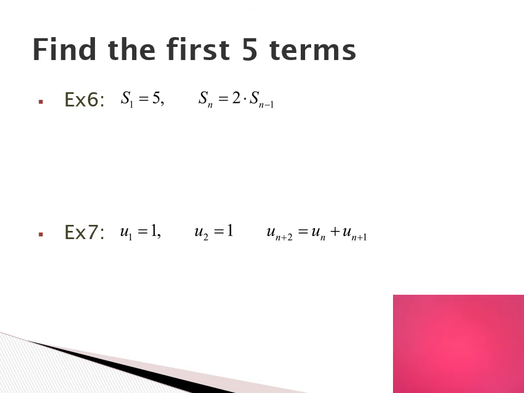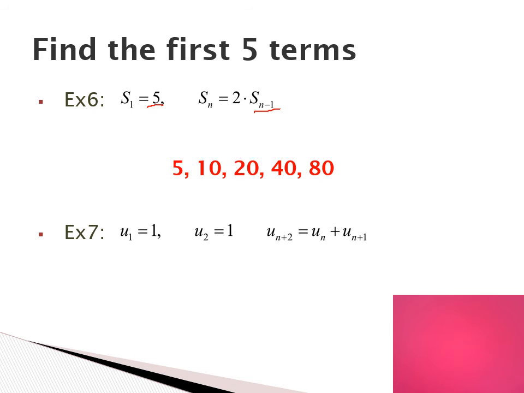So this one, for number 6, we're trying to write the sequence down in a recursive formula, write down the first 5 terms. So same directions. So our first term is just 5, and then 2 times S sub n minus 1 means the previous term. So if our first number is 5, then what we have to do is take that term, write it down, and then take the previous number and multiply it by 2. So this one will go 5, 10, 20, 40, 80.